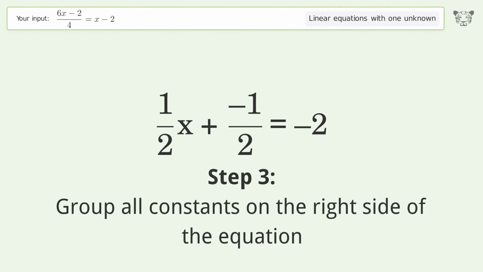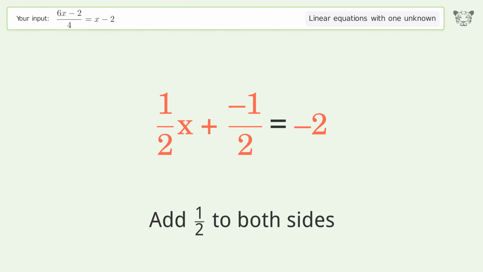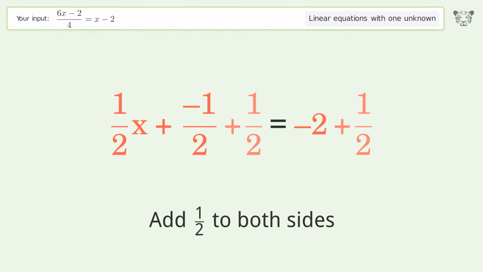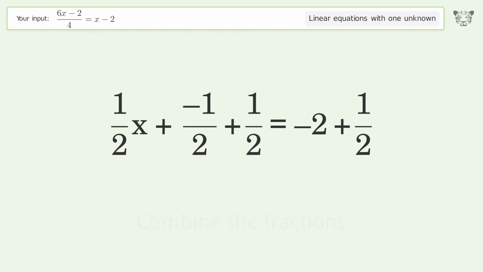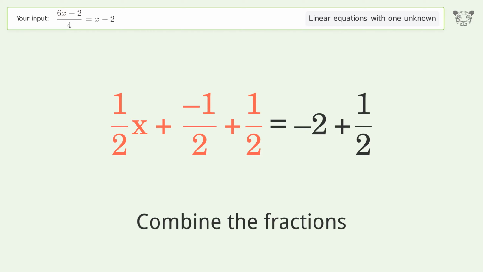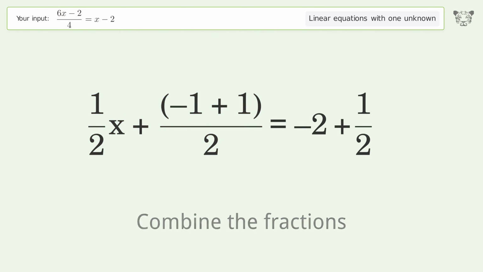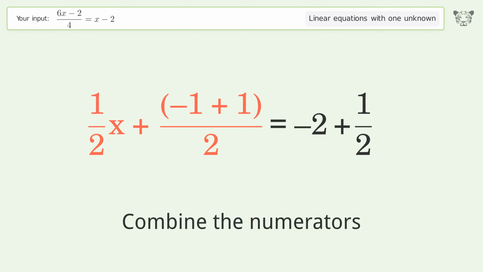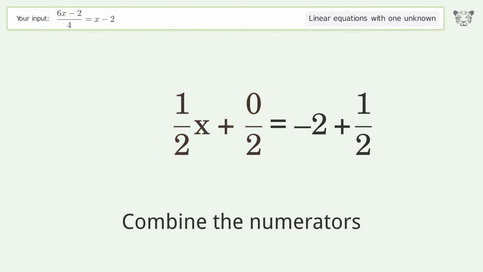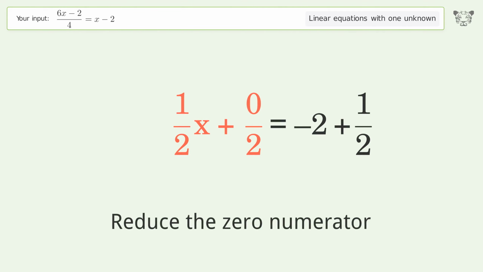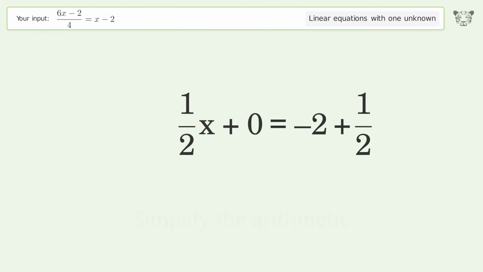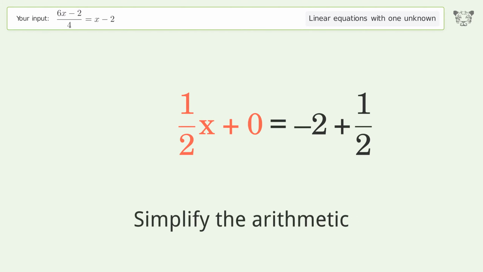Group all constants on the right side of the equation. Add 1/2 to both sides. Combine the fractions. Combine the numerators. Reduce the zero numerator. Simplify the arithmetic.